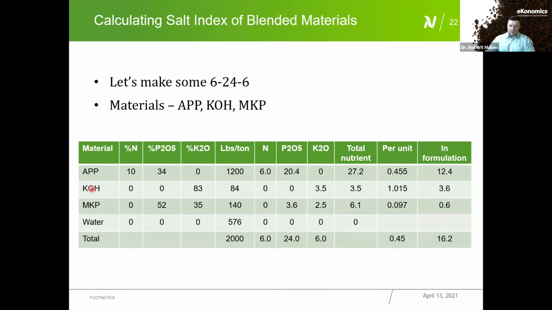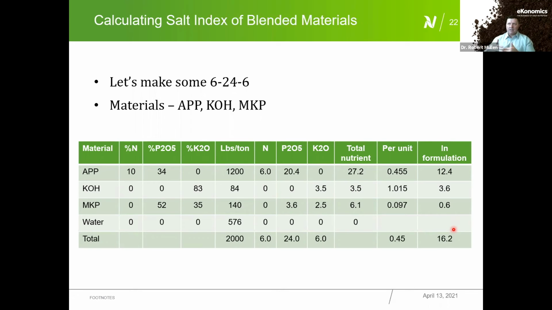Just to show you this one more time, the math is the same. All I changed was I supplemented KOH, or potassium hydroxide, for potassium chloride. Potassium hydroxide has a lower partial salt index. So what do you suspect happens to the final salt index of this material manufactured with this product? It's even lower. So if you apply the equivalent rates of these two 6-24-6 products, supplying on a nutrient basis, which of these two would be a safer product to supply? This one, the one that's got the KOH in it.